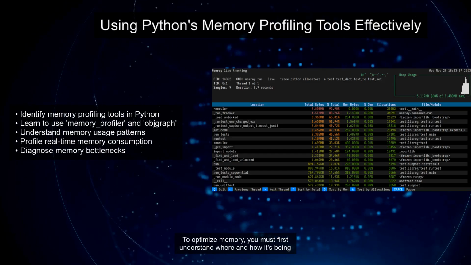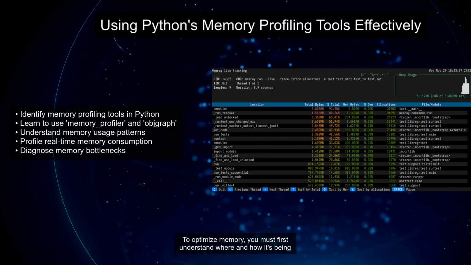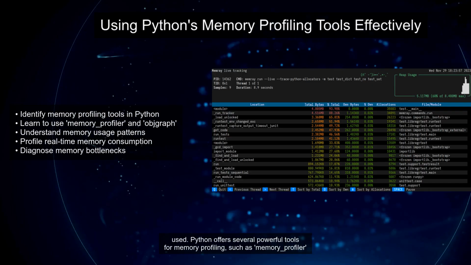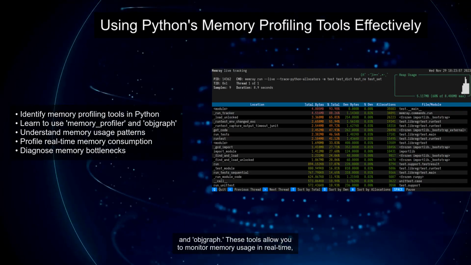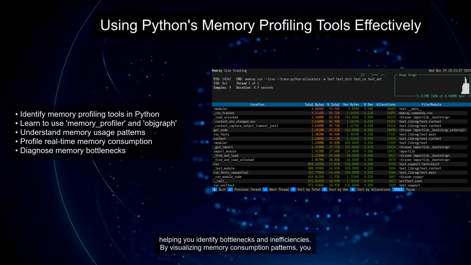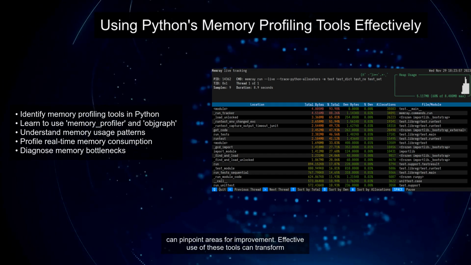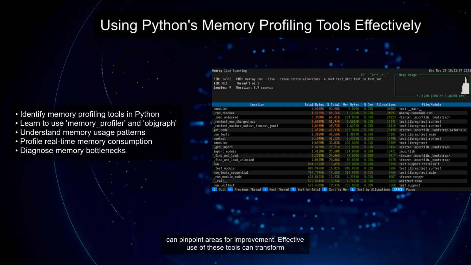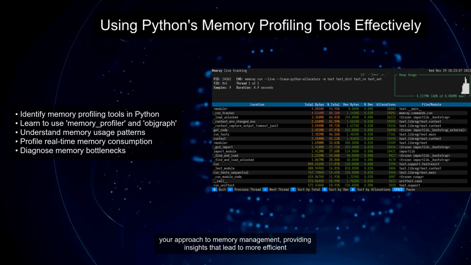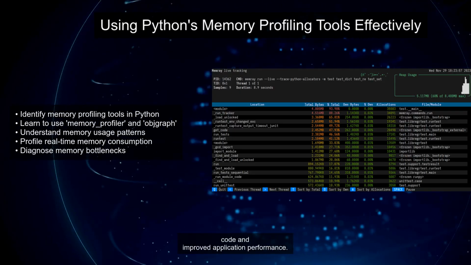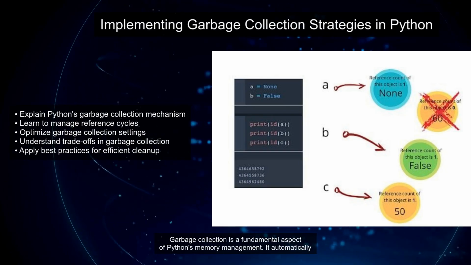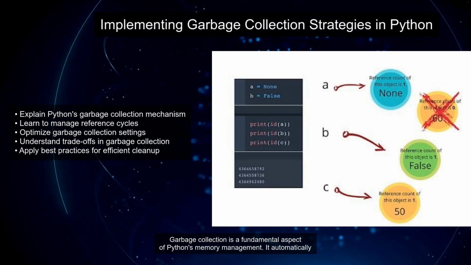To optimize memory, you must first understand where and how it's being used. Python offers several powerful tools for memory profiling, such as memory_profiler and objgraph. These tools allow you to monitor memory usage in real time, helping you identify bottlenecks and inefficiencies. By visualizing memory consumption patterns, you can pinpoint areas for improvement. Effective use of these tools can transform your approach to memory management, providing insights that lead to more efficient code and improved application performance.